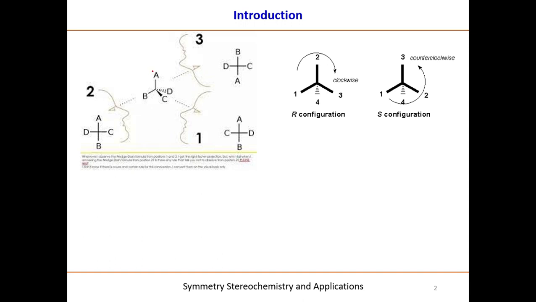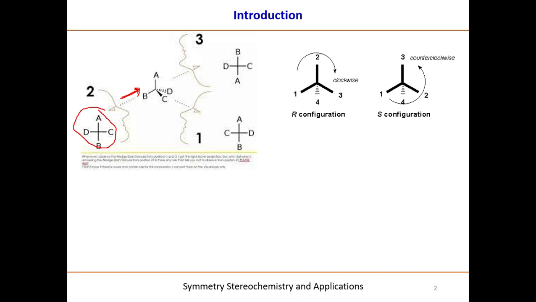Suppose I'm giving the first priority and looking from this side. First we should know how to draw a Fischer projection. Before RS nomenclature, we should draw the molecule in Fischer projection. This is the Fischer projection of this molecule. If we are looking from this side, A and B are on the plane of the paper, but B is moving towards ourselves. C and D are away from ourselves, but C is above the plane and D is below the plane.